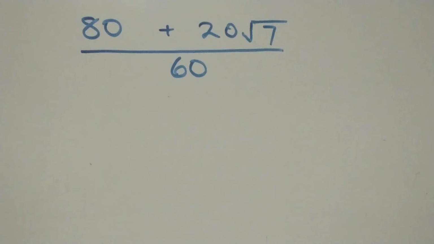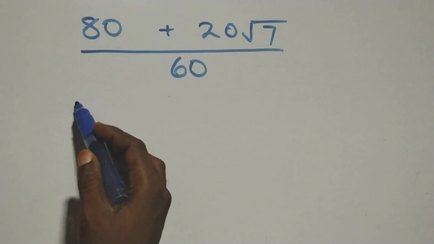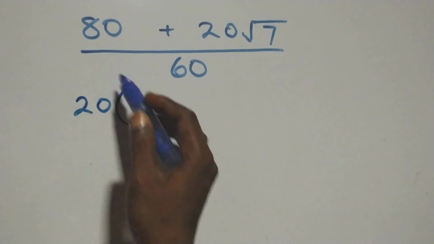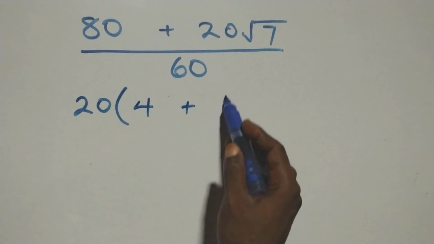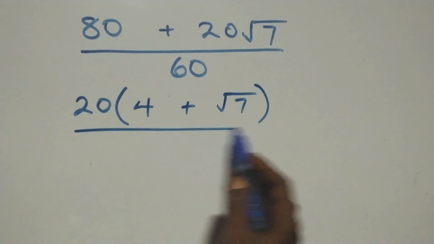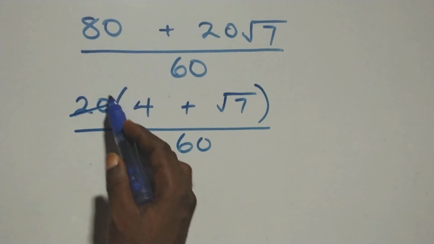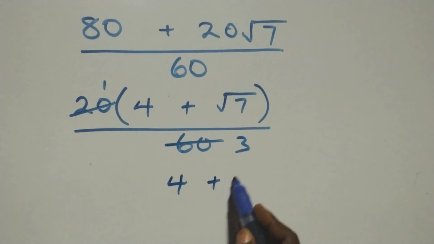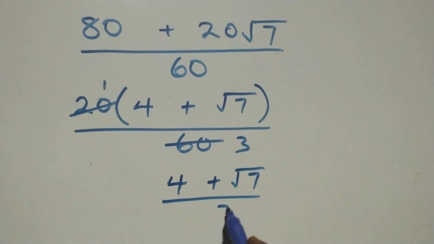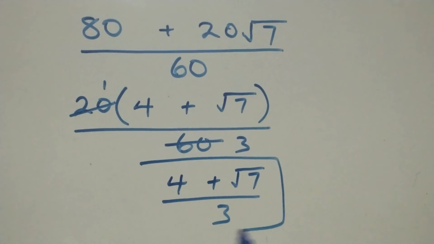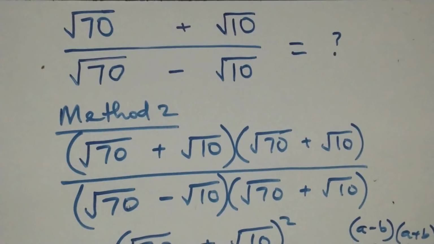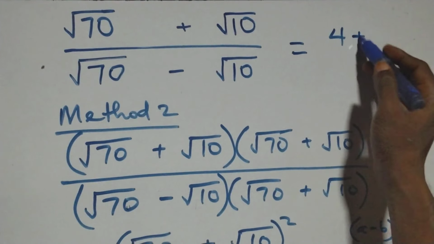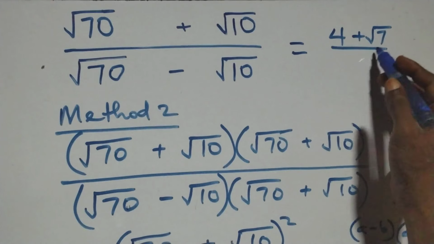Then here 20 is common up. We factor it out. We have 20 into brackets, here remain 4 plus root 7, then over 60 here. Also 20 goes here 1 and 20 goes here 3. And this becomes 4 plus root 7 over 3, which is the same thing as what we have in the first method. And therefore, we conclude that this given problem simplifies to 4 plus root 7 over 3.